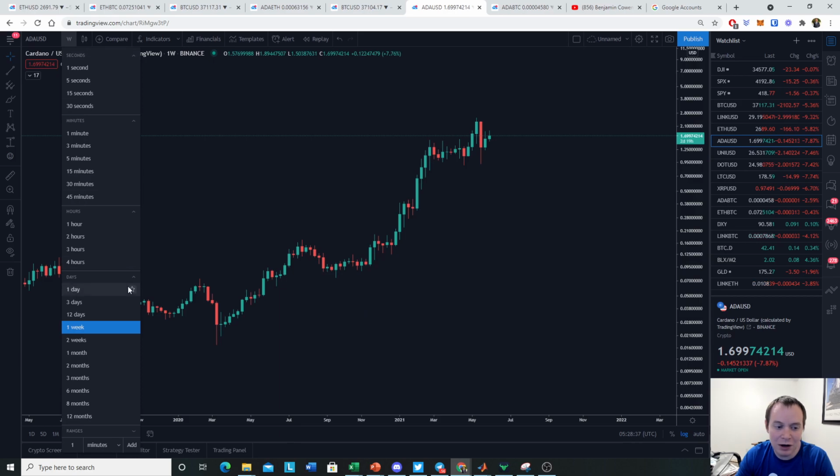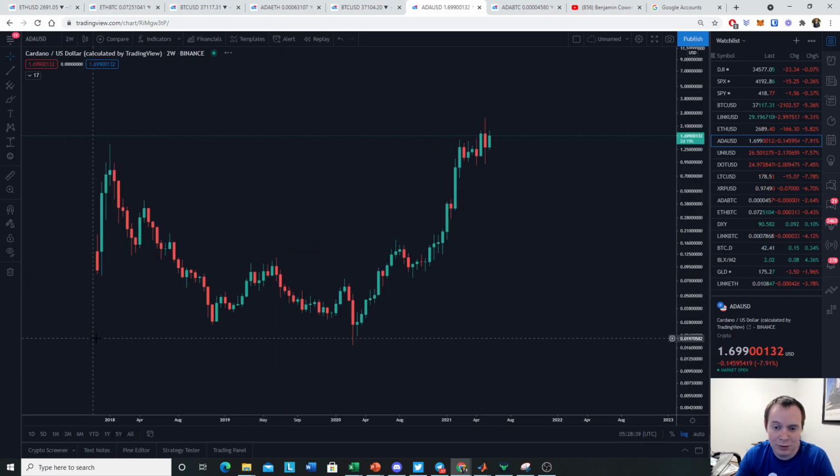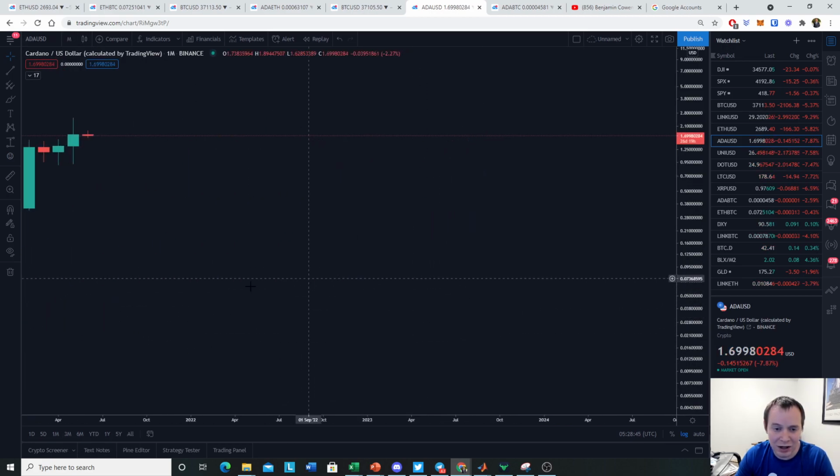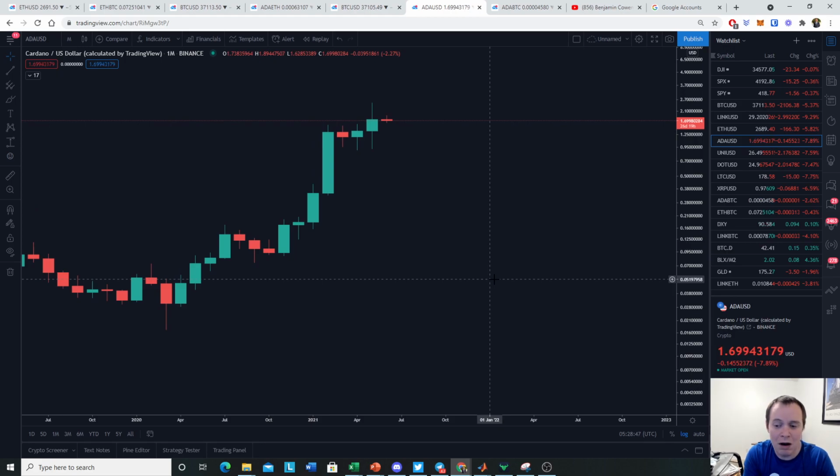But what happens when you go over to the monthly? Why don't we go to 2 weeks first? This is 2 weeks. Doesn't look as bad. Go to a month. These are monthly candles right here. When you look at the monthly candle for the month that correction occurred in, you wouldn't even really necessarily notice it. I mean, the month still ended up 28% above where it started.